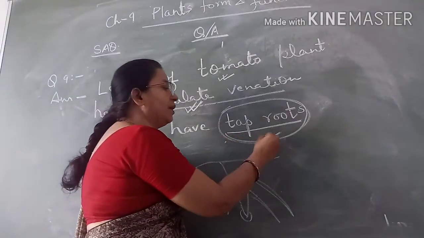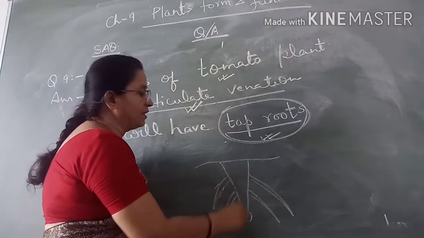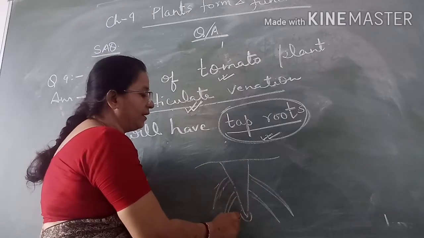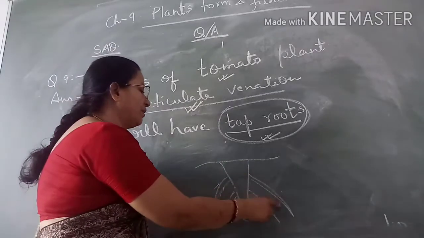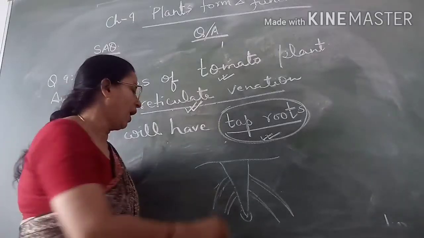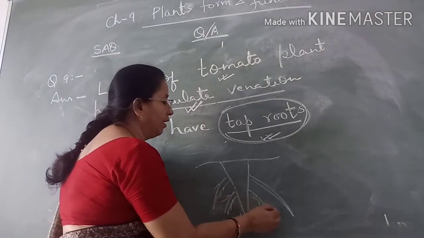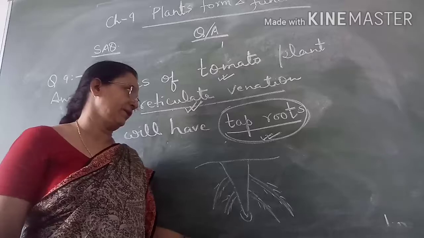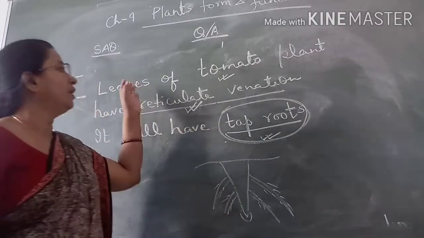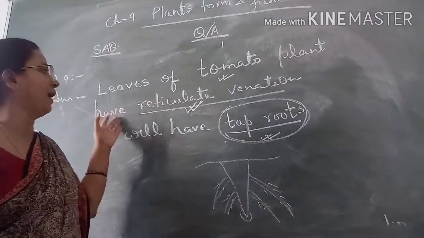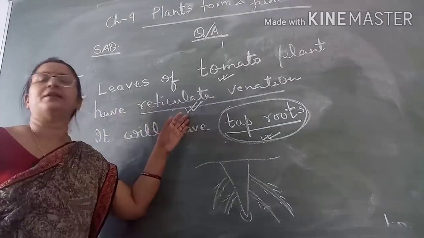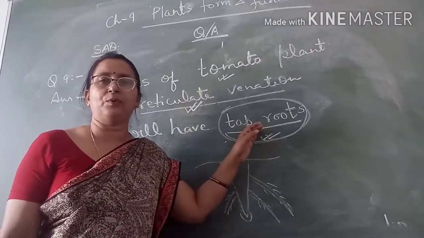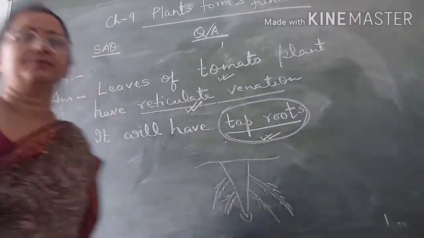It must contain taproot. Its diagram is like this, tapering type, and in this tapering type the end is covered by a root cap. You can see in the diagram the lateral roots, and the lateral roots also bear root hairs for absorption of water. How will you write the answer? Leaves of the tomato plant have reticulate venation. Since it has reticulate venation, it will have which type of root? Taproots.